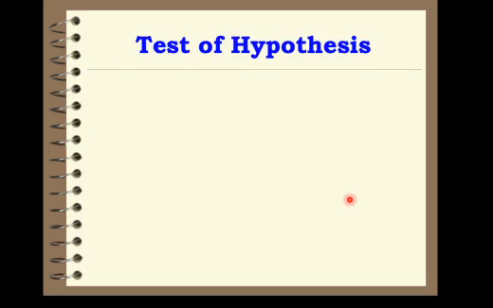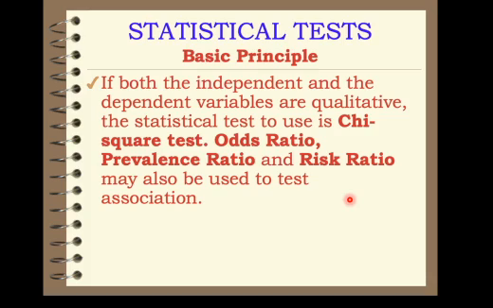Now, let's go to test of hypothesis. If we are testing hypothesis, if we are testing relationship. So this is the basic principle that I want you to memorize. Well, it's not really difficult to memorize this one, but this forms the basis of, or the basic principle in statistical tests.